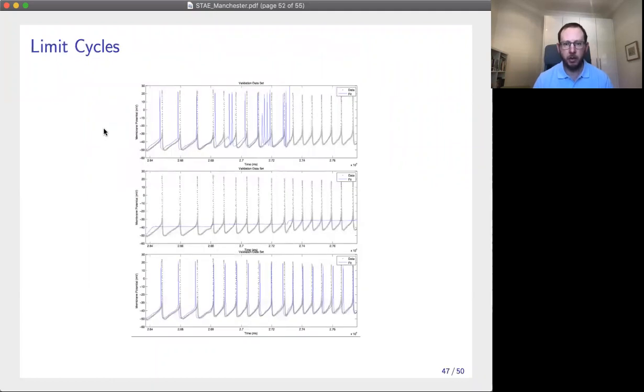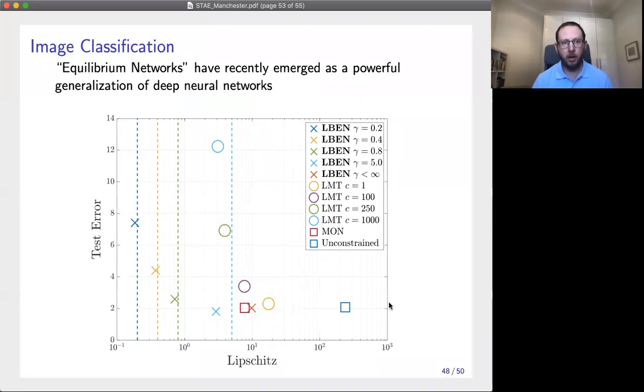We can also have weaker stability constraints that allow us to identify nonlinear models with stable limit cycles, which is something that a linear system can never have. This is actually showing model fit to recordings of a live rat's neuron. And we can also, in fact, use the same ideas for traditional machine learning problems such as image classification.